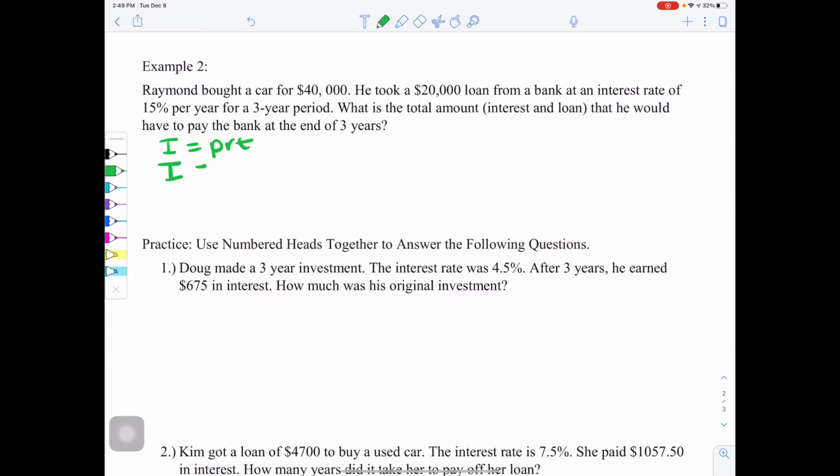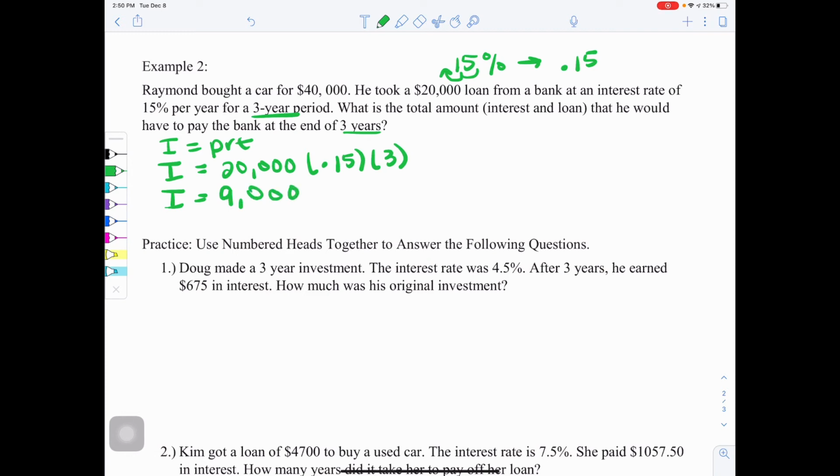We're looking for the interest first. Our principal amount is the $20,000 loan that was taken out. That goes in for P. My rate, 15%, needs to be changed to a decimal by moving the decimal place 2 places to the left. So that would be 0.15. Our time, it was a 3-year period. We want it at the end of 3 years, so I will substitute in a 3. When we calculate that multiplication, we get $9,000.